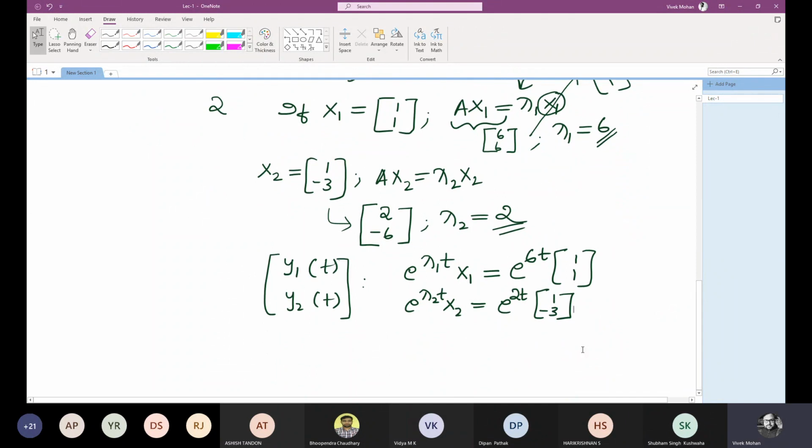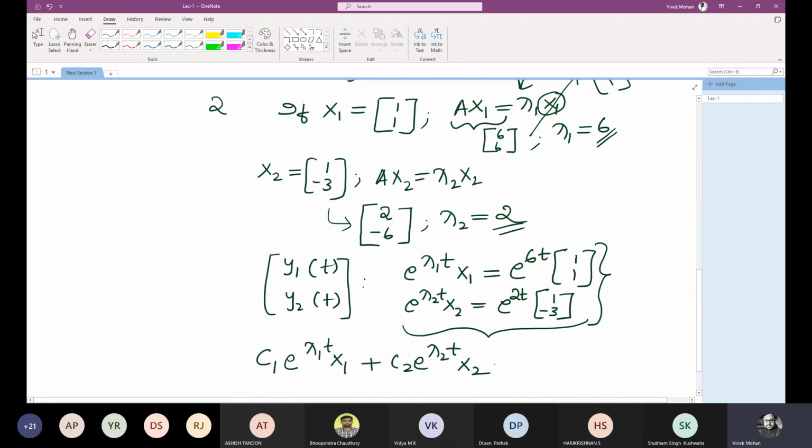Now both are solutions and it's a linear system. Hence, if both of these are solutions, and if it's a linear system, then its linear combination should also be a solution, right? It should satisfy homogeneity. So in that case, if we take c1 e raised to lambda 1 t into x1 plus c2 e raised to lambda 2 t into x2, that should also be a solution.